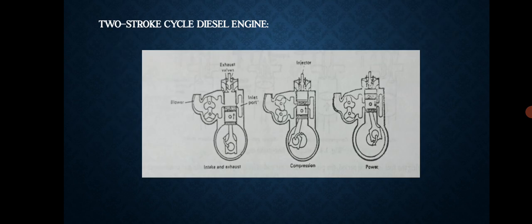Next, let's see the 2-stroke cycle diesel engine. The cycle of the 4 strokes of the piston, that is the suction, compression, power and exhaust stroke, of the four-stroke cycle engine is completed in only two strokes. In the case of the two-stroke engine, the air is drawn into the crankcase due to the suction created by the upward stroke of the piston. On the downward stroke of the piston, it is compressed in the crankcase.